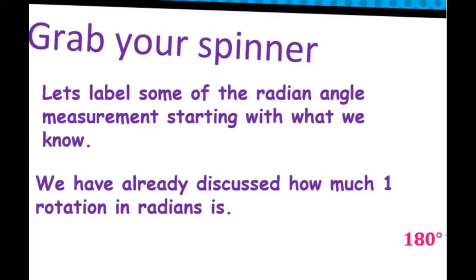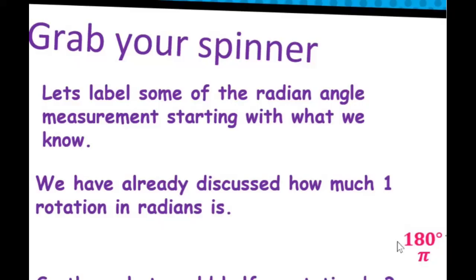We've already discussed how much one rotation is. One rotation is 2 pi, so I want to label our spinner like one full rotation going counterclockwise is 2 pi. And let's think about labeling the same spots that we labeled the degrees. So if I think about going halfway around the rotation, what would that be? If I know one full rotation is 2 pi, what would half a rotation be? Well, that should just be pi.